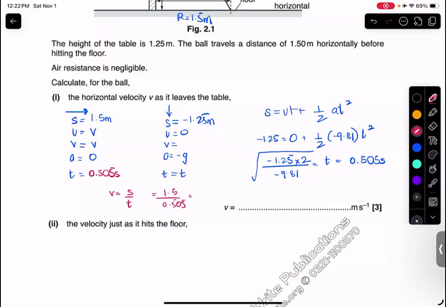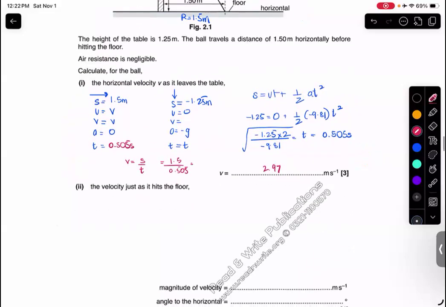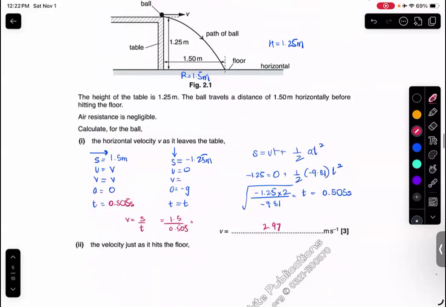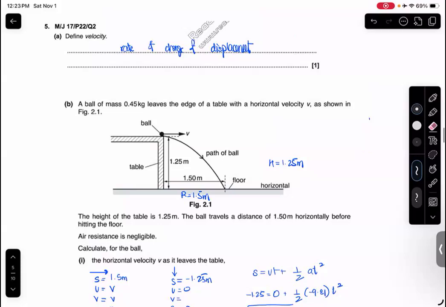And ta-da, we have the answer. 1.5 divided by 0.505. That is 2.97 meters per second. Okay, got it? That is the initial velocity. Yep, that's the initial horizontal velocity. So this is 2.97 meters per second.